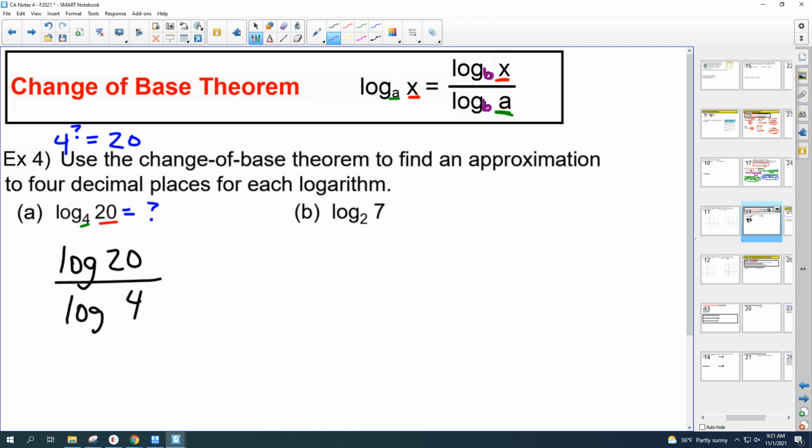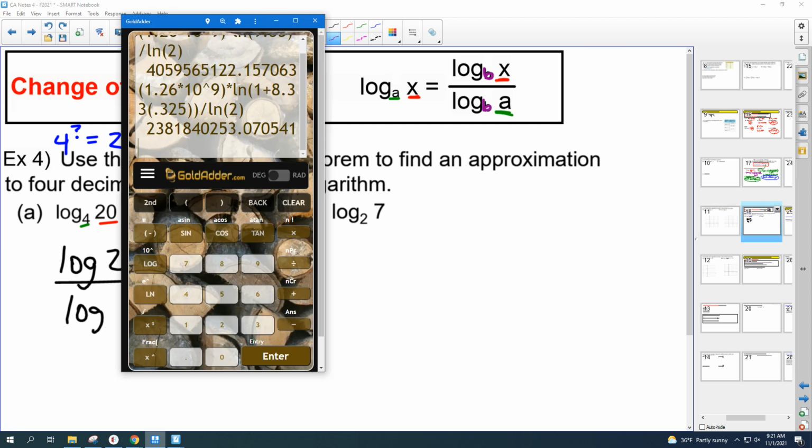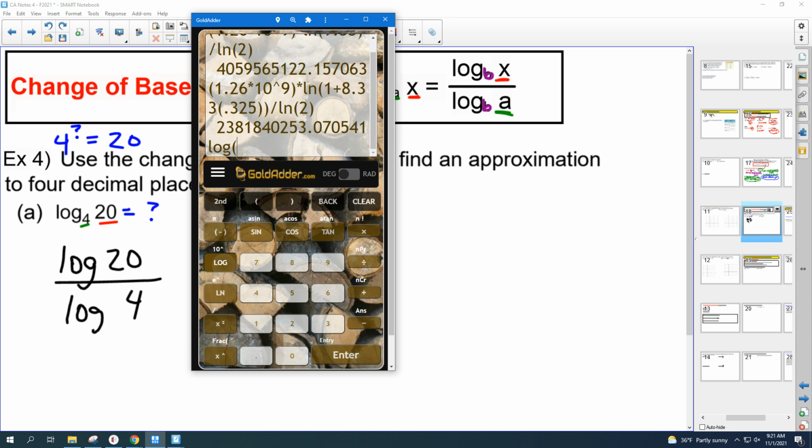Now what I skipped over is this b right here could be any base you want. But it's useful for me to use base 10 or base e because those are the buttons that I have on a calculator. So really what I'm saying is log base 10 of 20 over log base 10 of 4. I'm letting b equal 10, and that's the way I like to do it. I know other people like to use log base e every time, but I just feel more comfortable with log base 10. So I'm doing log 20 over log 4, and all I'm doing is typing that in on the calculator.